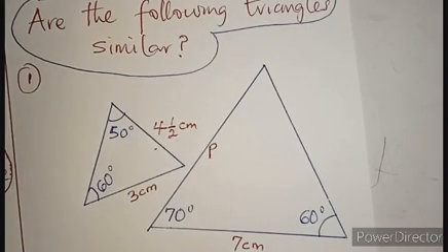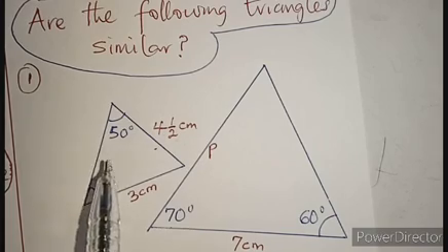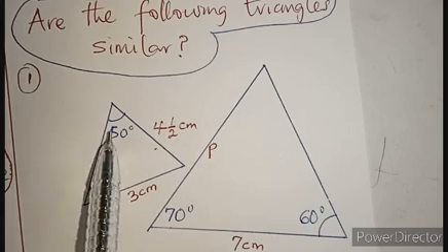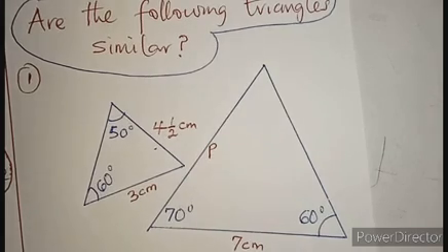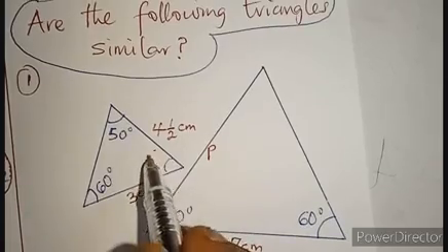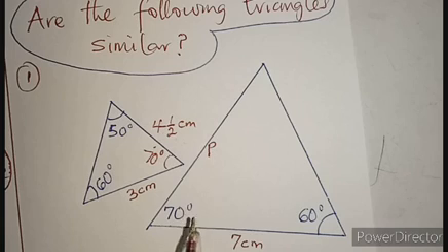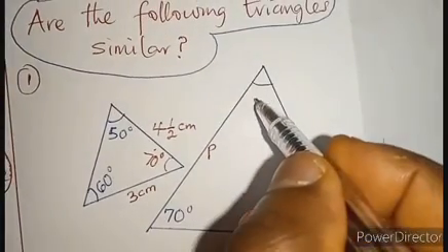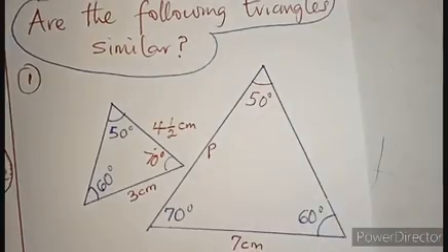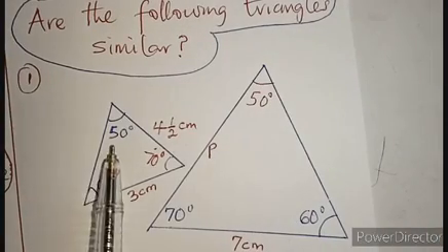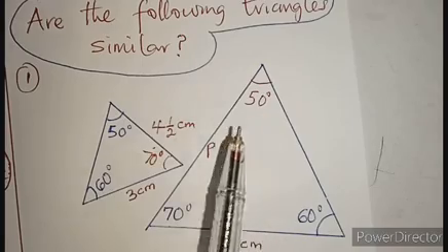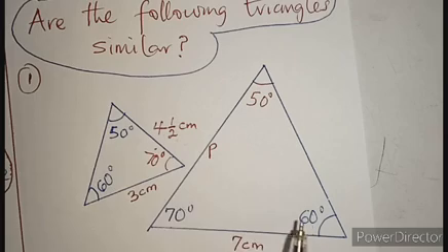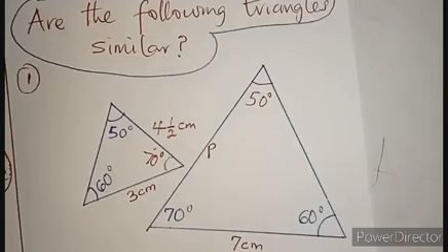But let's look carefully. If I sum this and this together, I will get 110. And the remaining angle will be 70. That means this place is 70 degrees. If I sum this and this together, I will get 130. So if I take it away from 180, that means the angle here will be 50 degrees. So look at it carefully again. I have angle 50, there's 50 here. I have angle 60, there is 60 here. I have angle 70, and there is 70 here. That means that the corresponding angles are equal.